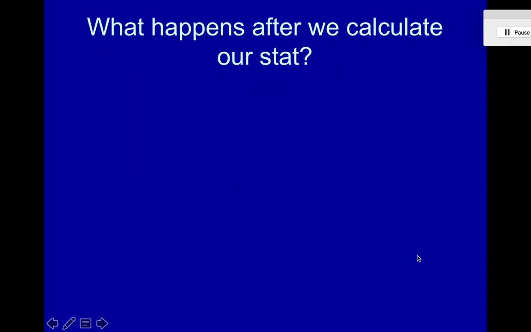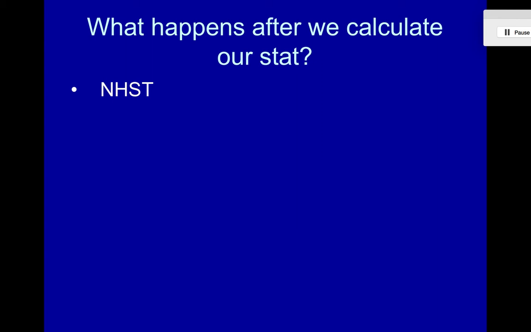But after we calculate our statistic, now we want to test our statistic for significance using, of course, null hypothesis significance testing. So just like I mentioned earlier on in other lectures, we are going to now be doing null hypothesis significance testing pretty much for the remainder of the semester.